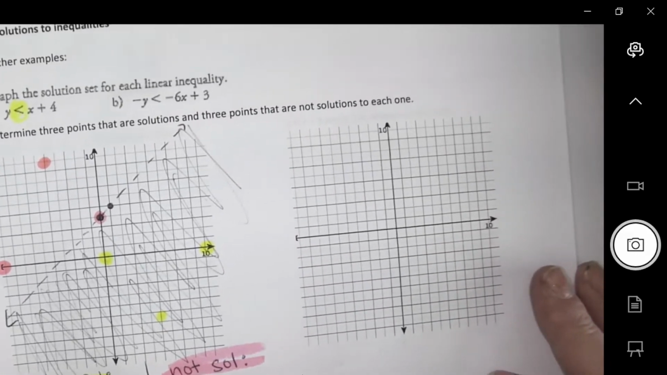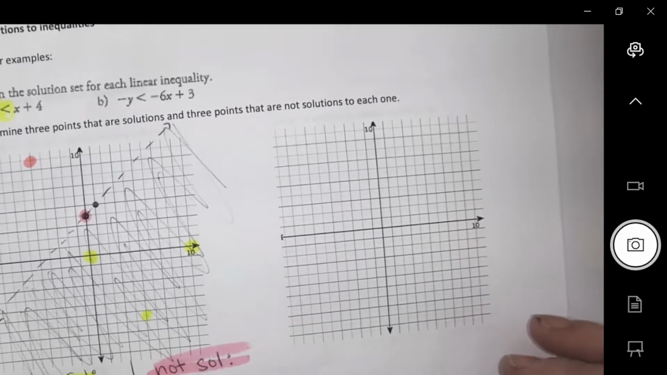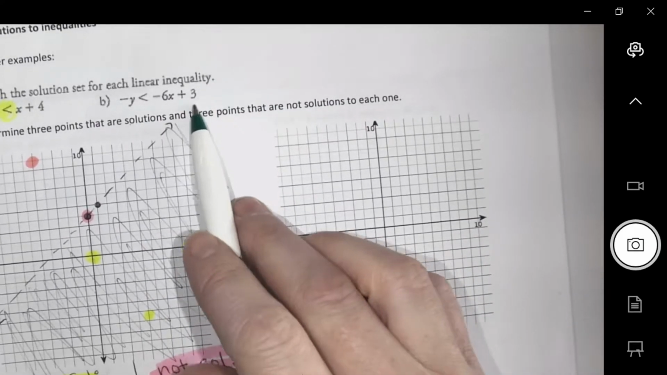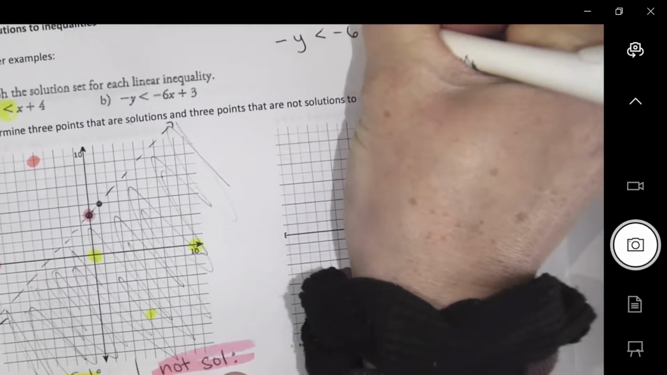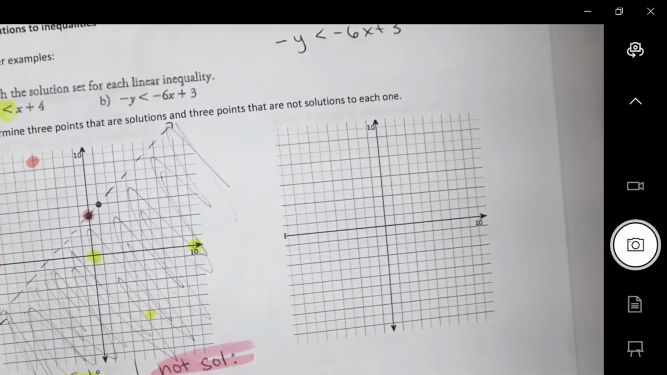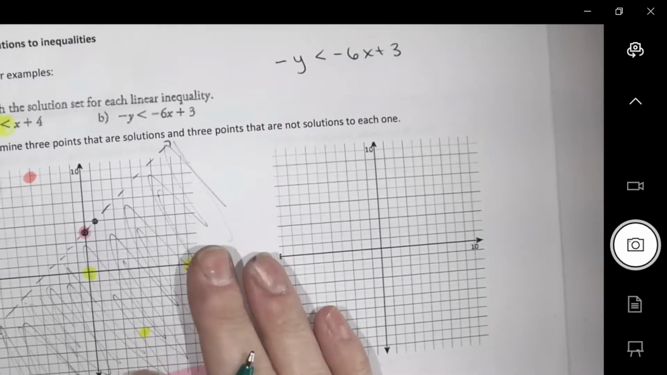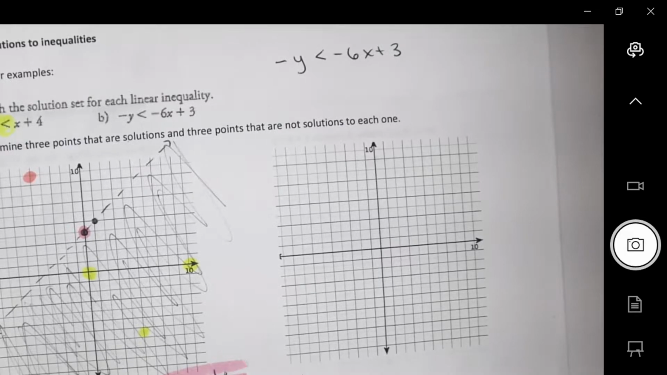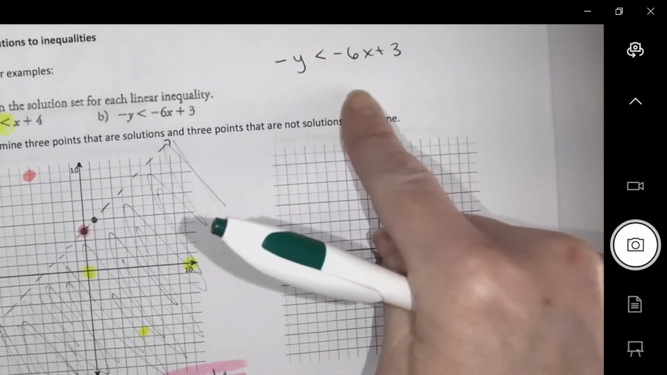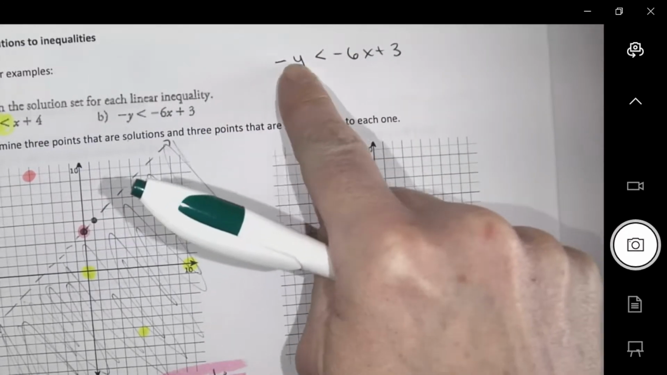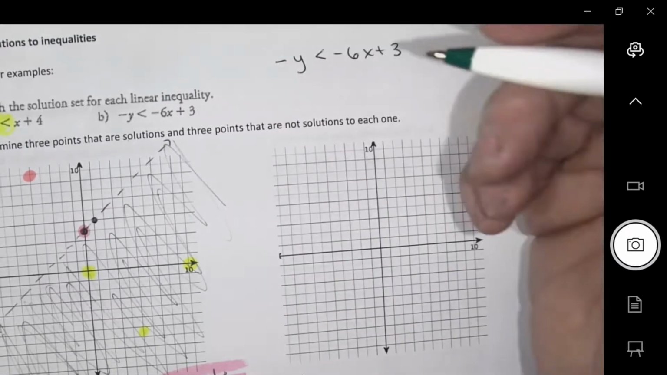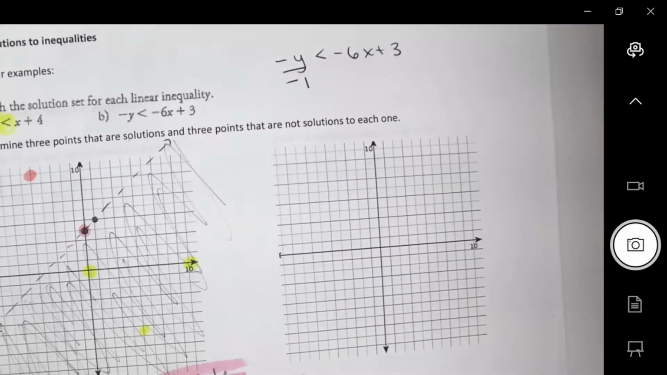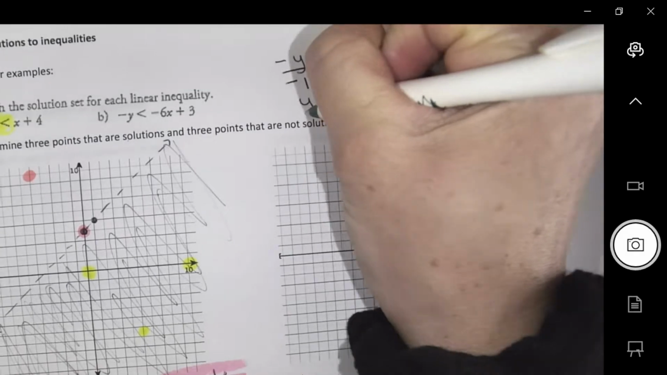Okay, next one, B. Before I put this into my calculator, I got to do some algebra. So remember, our calculator has to have y, and we don't have y. We got some other stuff. So how do I get y alone? What operation is going on right now? It's being times by -1. So I'm going to divide by -1.